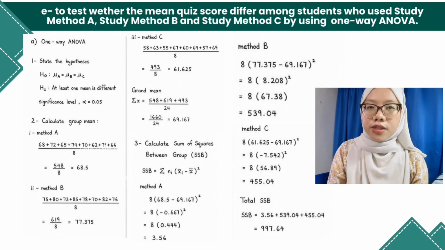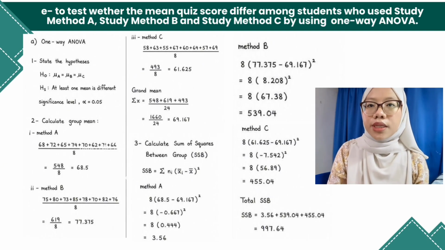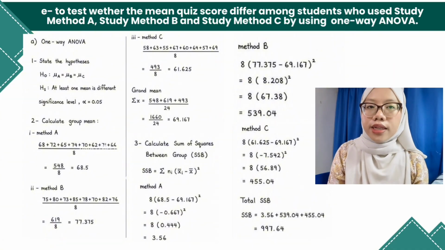First, we set the hypotheses. The null hypothesis says all the means are equal, which is mean A equals mean B equals mean C. The alternative hypothesis H1 says at least one mean is different. The significance level is 0.05.